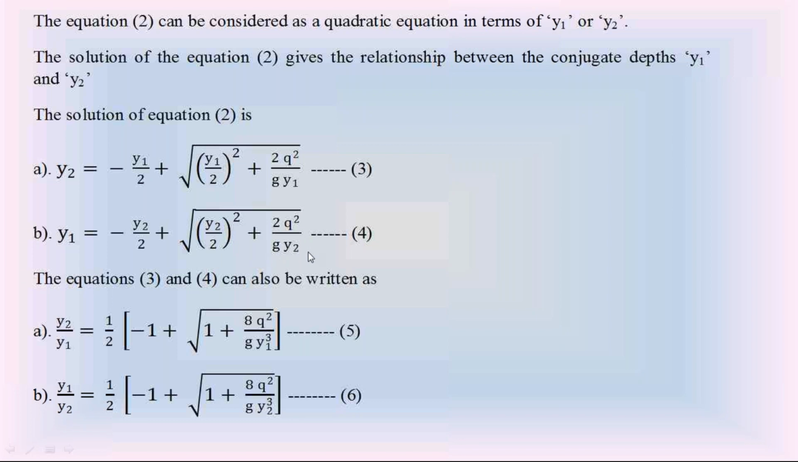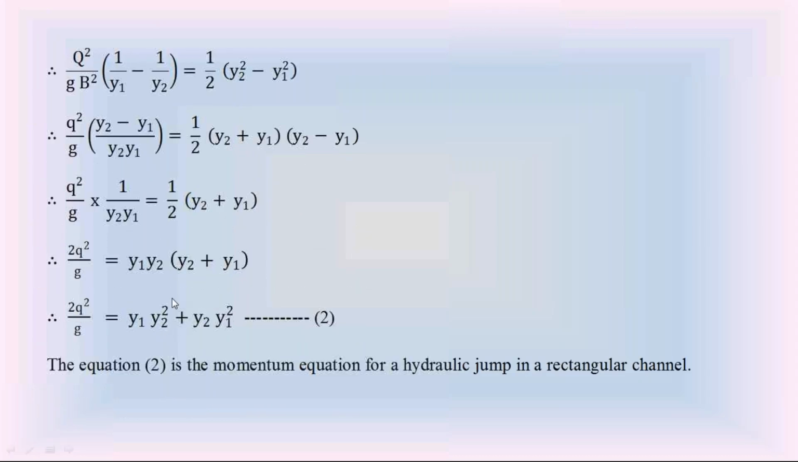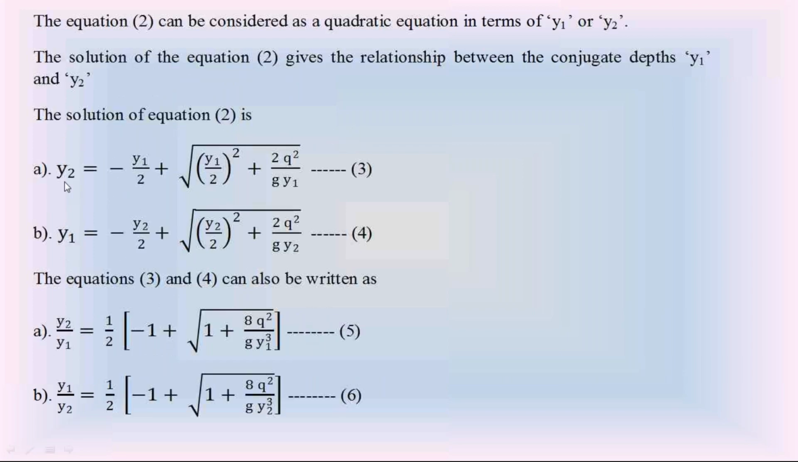by z by 2. Then I can consider equation 2 also as the quadratic equation in y2 square. So in terms of that y2 square quadratic equation, the solution of equation 2 is equation 3: y2 is equal to minus y1 by 2 plus root of y1 by 2 whole square plus 2q square by z by 1. Then from equation 3, I take this y1 common on the right hand side.